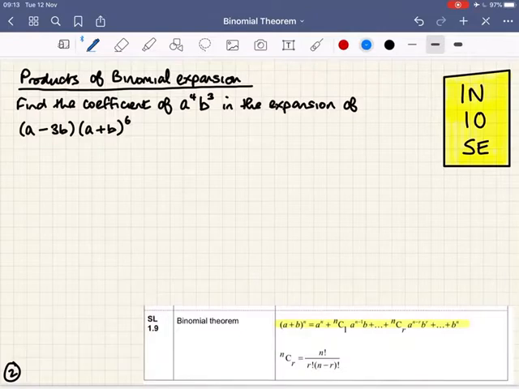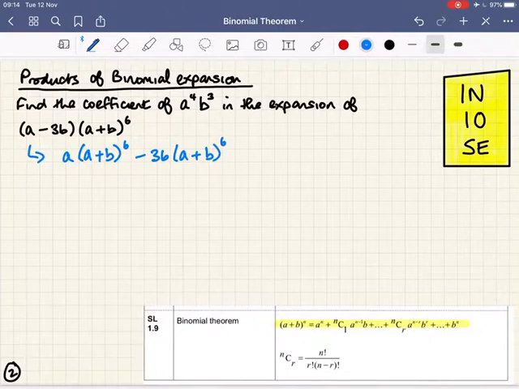So here's a quicker way of doing this, and that is, well, let's first of all rewrite this expression as: this is the same as saying a times a plus b to the 6 minus 3b times a plus b to the 6.